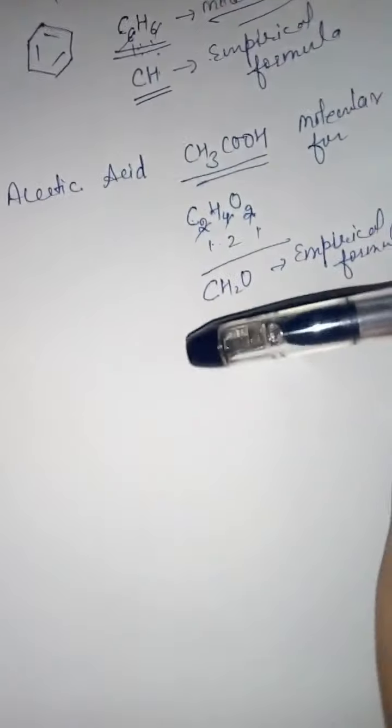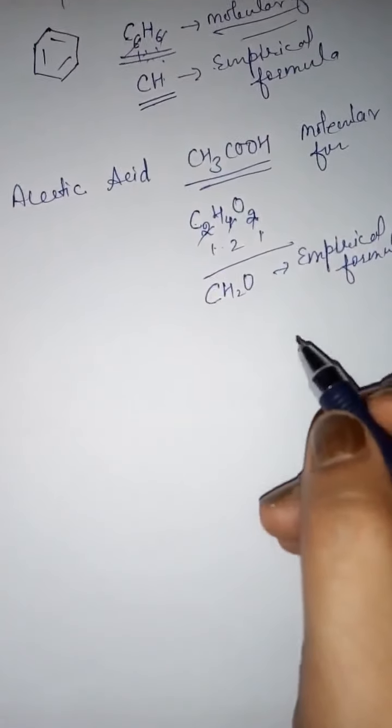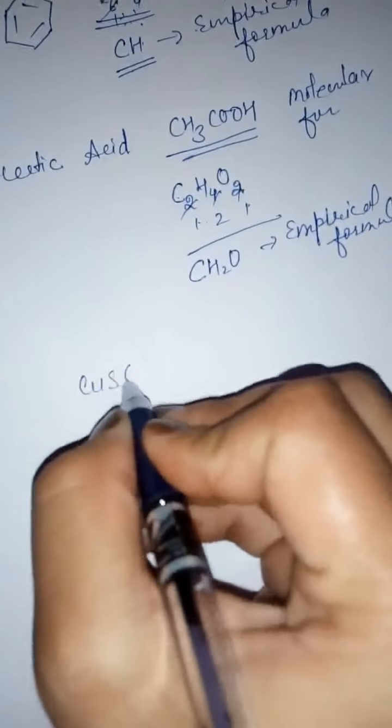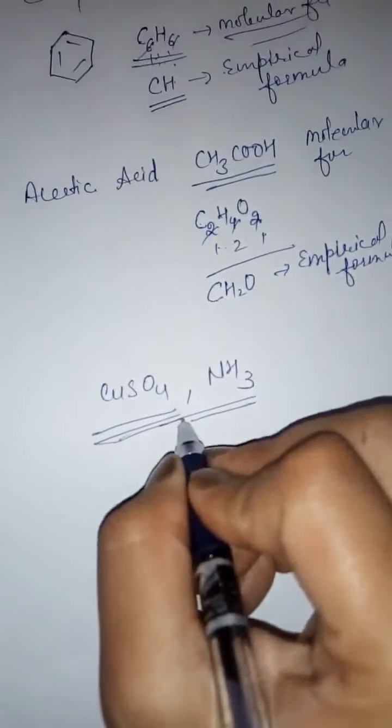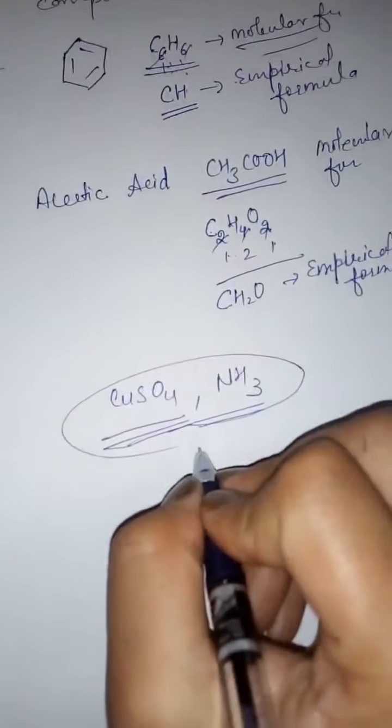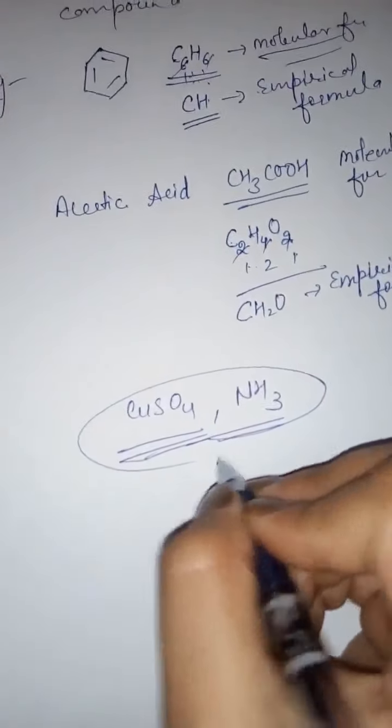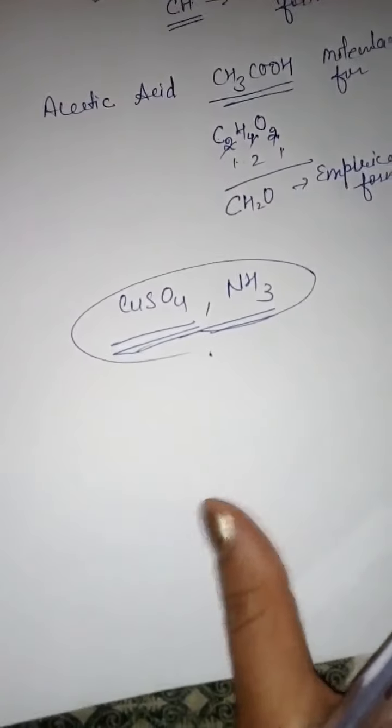There are some examples in which the empirical and the molecular formula both are same. For example, copper sulfate, ammonia. These are the compounds in which empirical and molecular formula both are same.